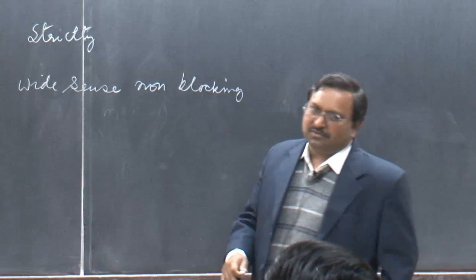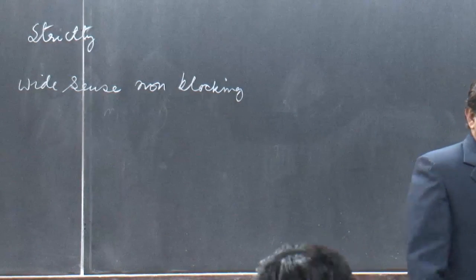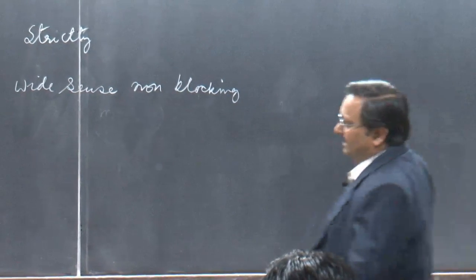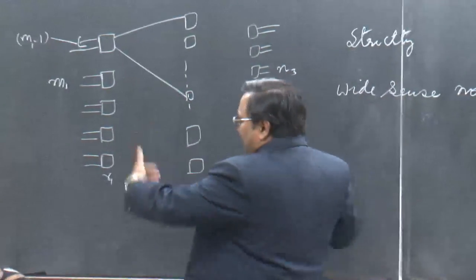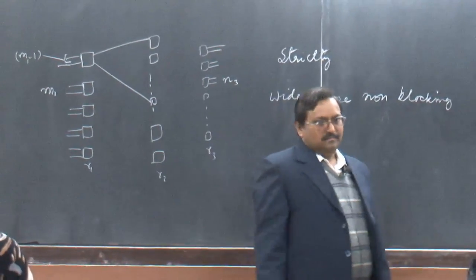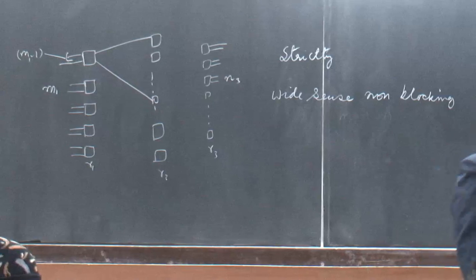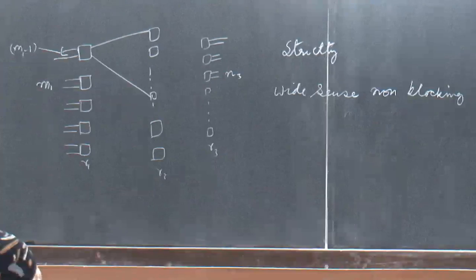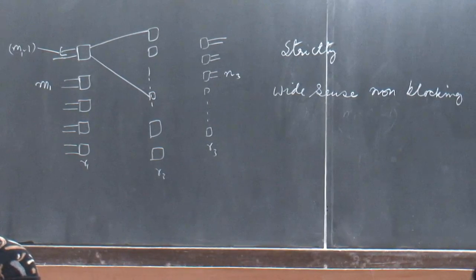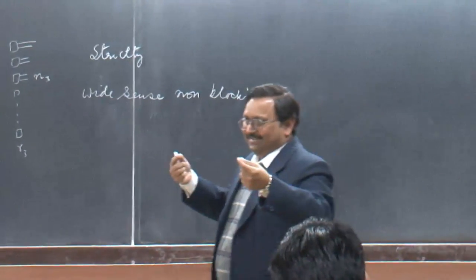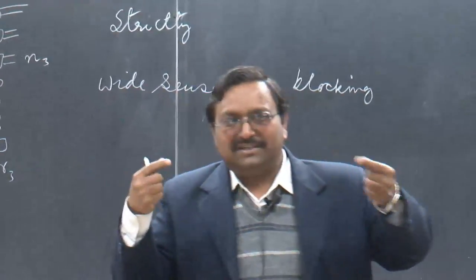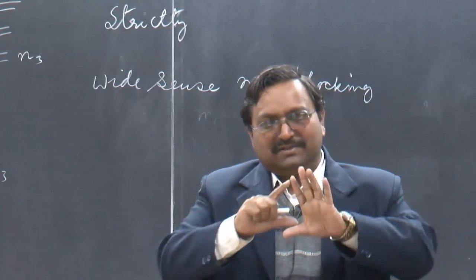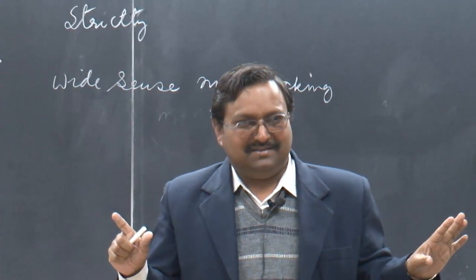Same is true for wide-sense non-blocking. There will be certain connections which have to be made between input and output. If some connections have already been made and you want to make a new one, you may not be able to make the connection. It's blocking in that sense. But if it is strictly non-blocking, you can always make the connections without bothering about the earlier connections.